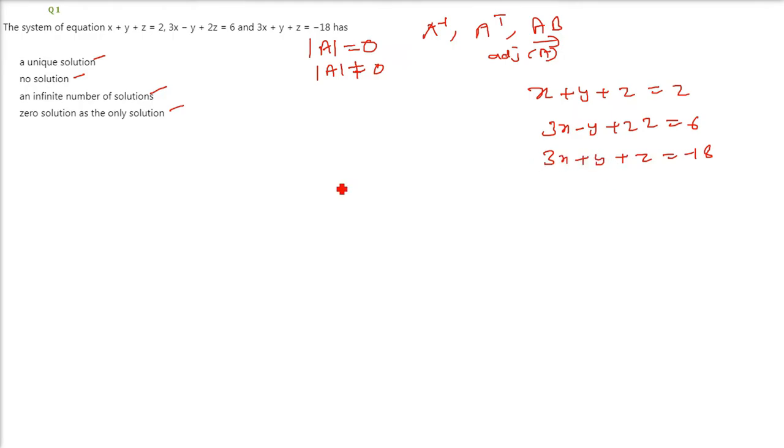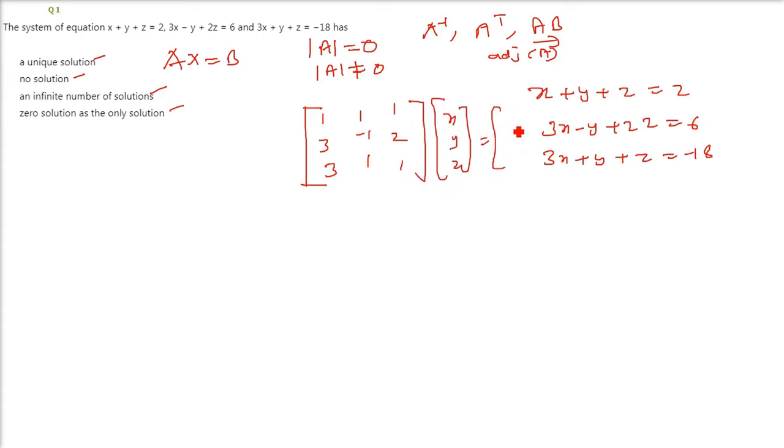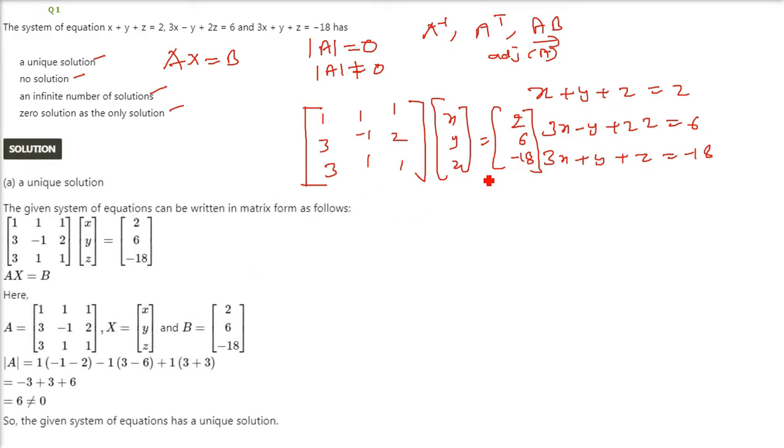That will decide all these options which are coming in the later questions as well. So how are we going to make the matrix? This is the matrix. The solution will be AX equals B, so X will be A inverse B. I am writing the coefficients of x, y and z, here it will be x, y, z, and on the right hand side we'll have the constants 2, 6 and negative 18.